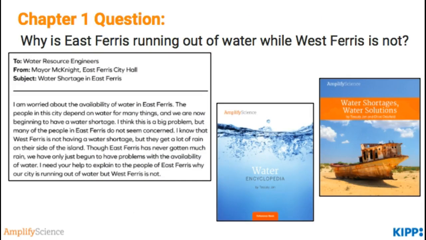At the beginning of each chapter, students will receive an email from the mayor of East Ferris. Each letter outlines the chapter problem and question that students will be working to answer.